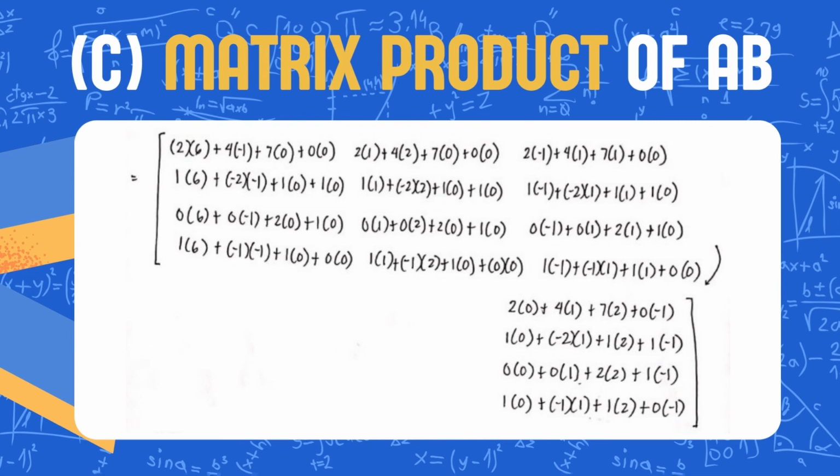And for the last column, 2 multiplied by 0 plus 4 multiplied by 1 plus 7 multiplied by 2 plus 0 multiplied by negative 1. Then, for the next row, 1 multiplied by 0 plus negative 2 multiplied by 1 plus 1 multiplied by 2 plus 1 multiplied by negative 1. Then 0 multiplied by 0 plus 0 multiplied by 1 plus 2 multiplied by 2 plus 1 multiplied by negative 1. Then for the last row, 1 multiplied by 0 plus negative 1 multiplied by 1 plus 1 multiplied by 2 plus 0 multiplied by negative 1.